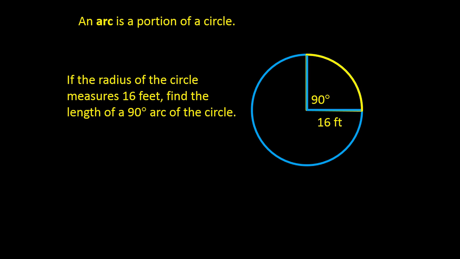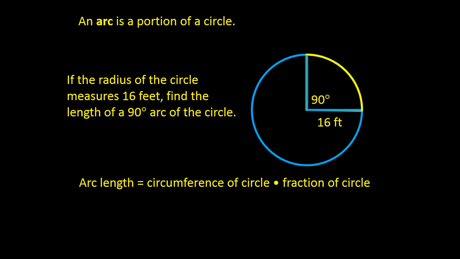Now suppose this circle has a radius of 16 feet, and we want to find how long this 90-degree arc is. If we keep in mind that the measure of this arc really has to do with a fraction of the circumference, we can find that arc length fairly easily. We know how to find circumference of the circle. That's 2 times pi times the radius of the circle, so 2 times pi times 16.